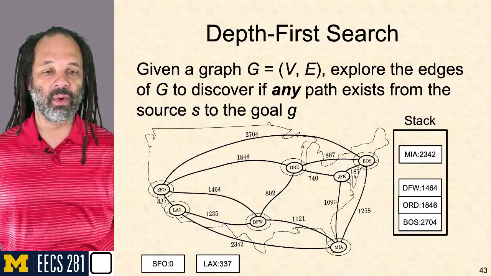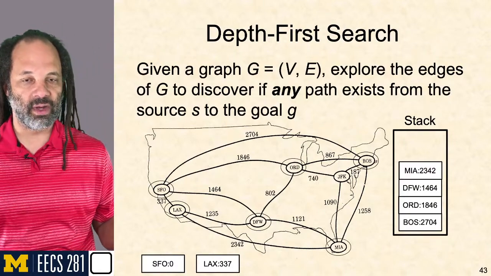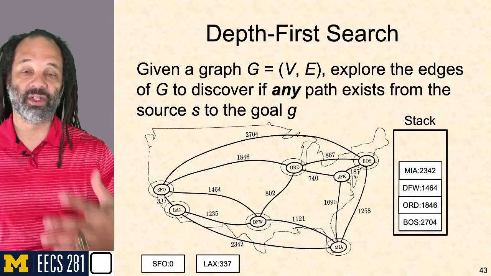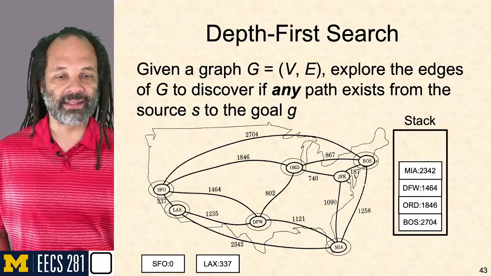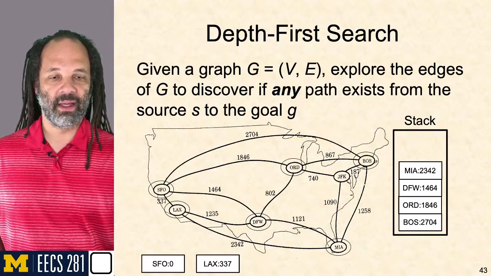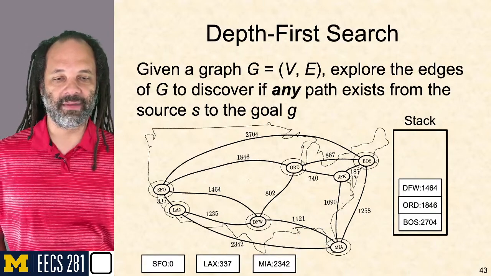So all I end up doing is pushing Miami on there. Now Miami is marked as discovered. This is me doing depth first search, just like we did it in project 1. As I pull the next thing from the top of my stack, Miami comes over here, pop that off, put that in my list of things to look at.